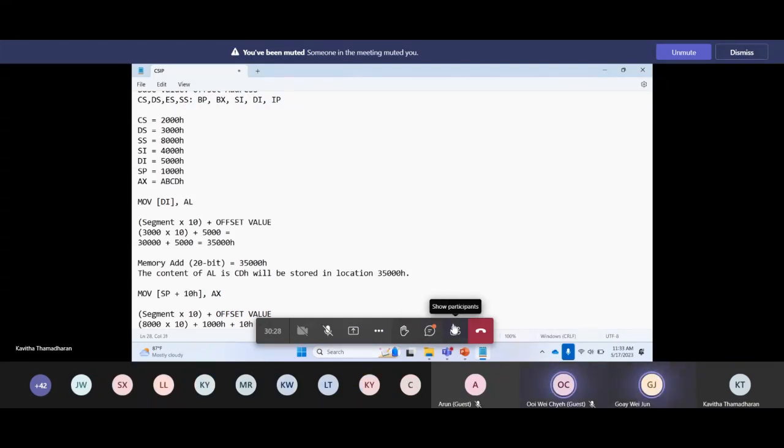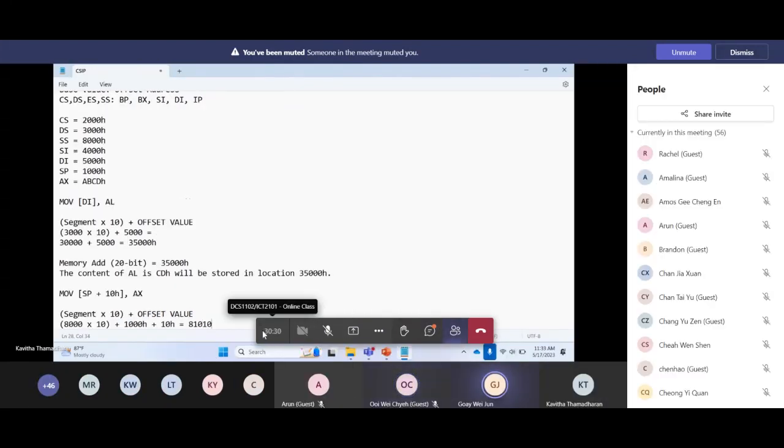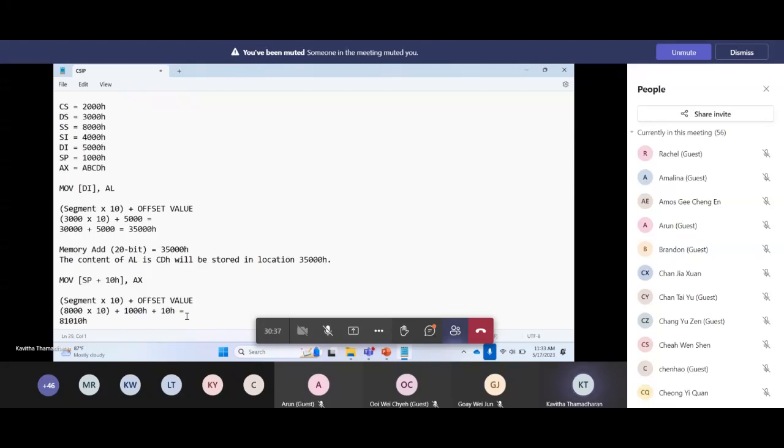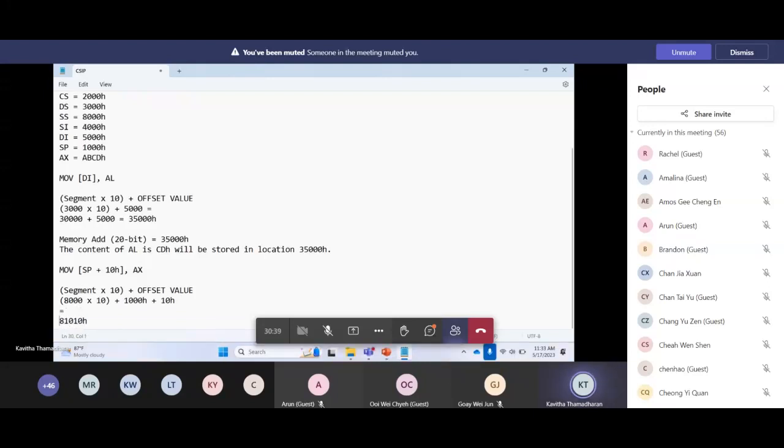81,010. Correct? Any arguments on this? Anyone would like to argue that this is incorrect? No. Yes, correct. So how do I store? Previously I stored only an 8-bit value. But here I'm going to store a 16-bit value. So that is one difference that you have to notice.